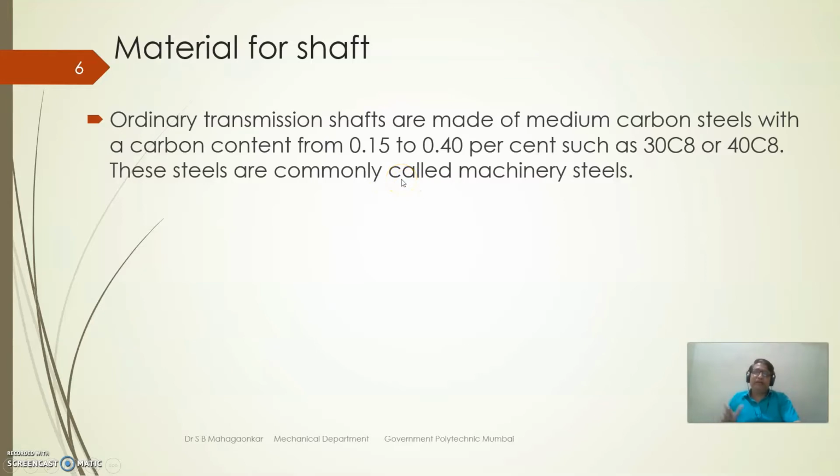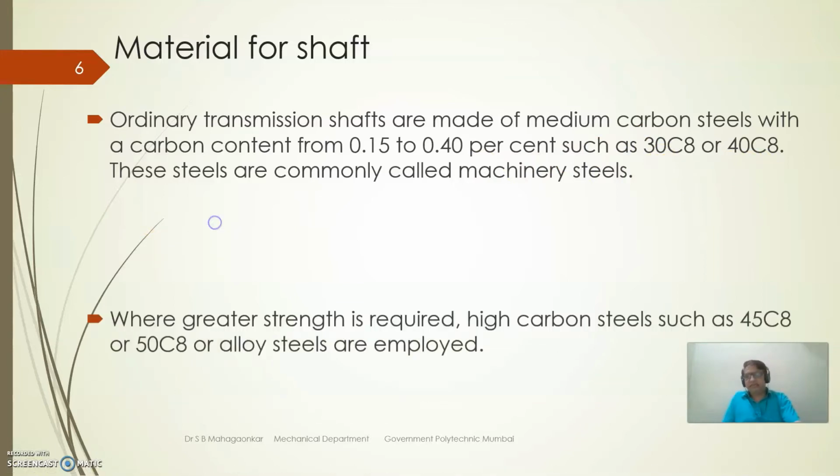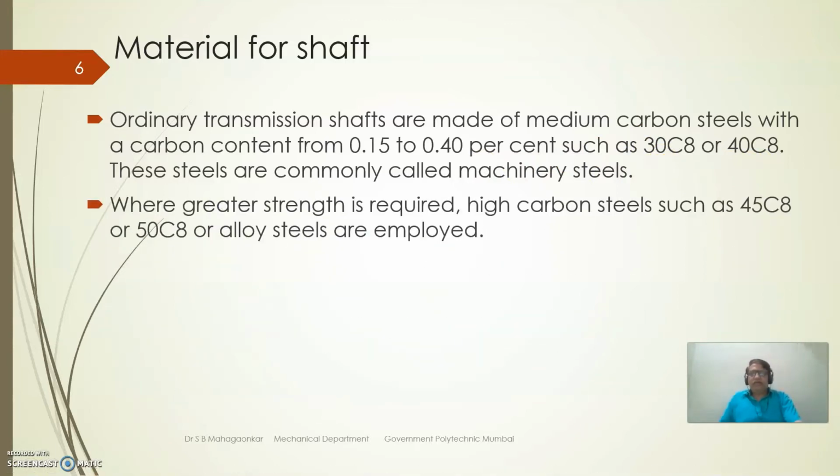So that's why we should be very careful while we are taking it. It is 0.15% we are talking about; I am not saying 15%. It is 0.15 to 0.4%, such as 30C8 and 40C8. These steels are commonly used in machinery steels. Where greater strength is required, in that case we can go for 50C8. That means here 0.5%, that is 0.45 to 0.55% of carbon.